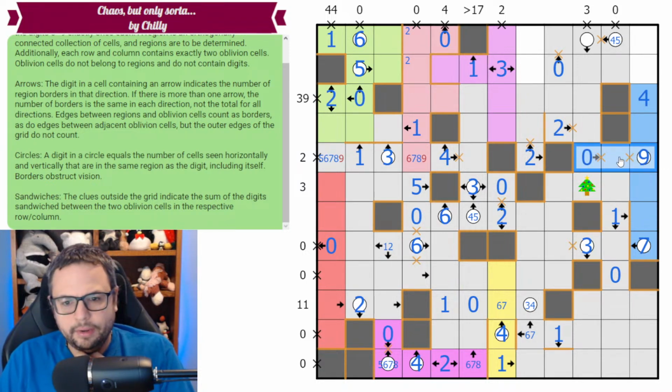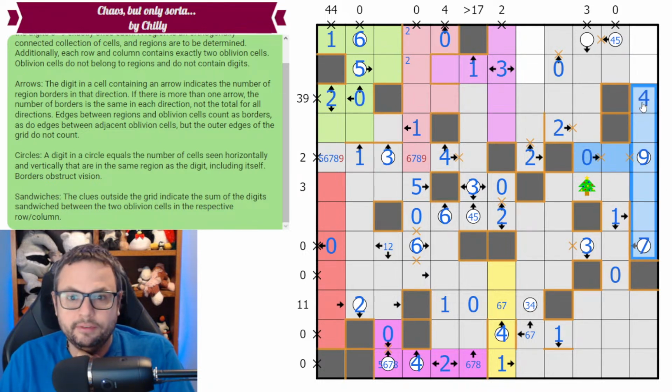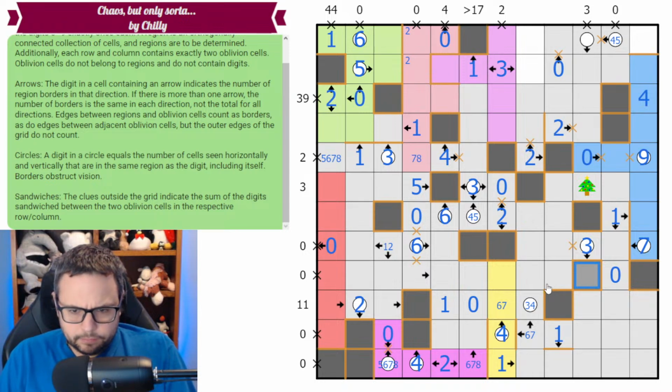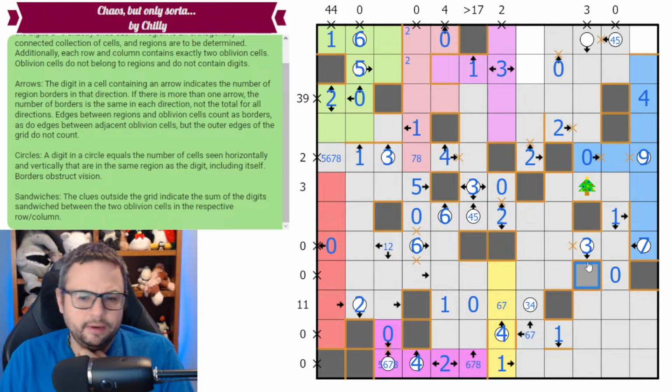Oh, not quite. But we know this is a 7. So 1, 2, 3, 4, 5, 6, 7. We know that is blue, and we know that isn't blue, at the very least. This number is apparently not a 6 or a 9. This number is not a 9. Let's see. So we know we need 6 borders. 1, 2, 3, 4, 5, 6, 7.